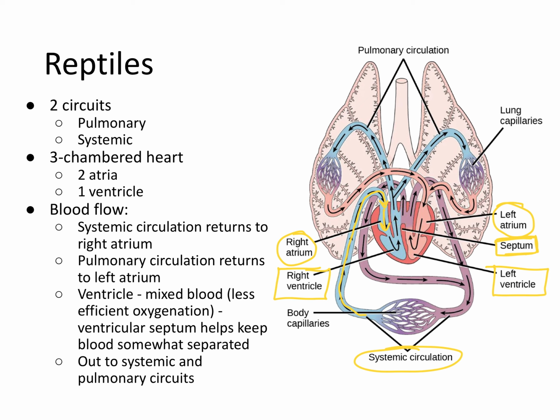let me erase this right here. And the septum right here helps to keep the deoxygenated blood and oxygenated blood somewhat separated. So they do still mix, but because of the septum, the blood doesn't mix as much as it could. So it makes it a little bit more efficient with regards to keeping the oxygenated and deoxygenated blood separated.